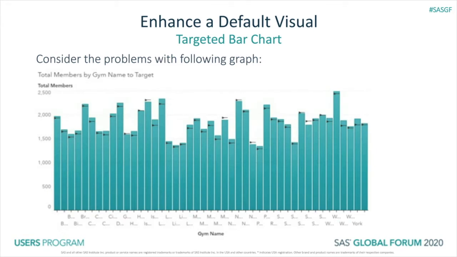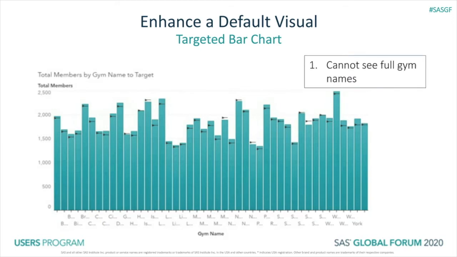Okay, so the following graph is a targeted bar chart. It's showing each gym across the bottom. The bars are showing the total members at each gym, and the black markers on each of the bars are showing the targets that have been set for each gym. Now, the first problem that I decided with this graph is that the gym names are not fully visible. You could hover over and get some more information. Visual Analytics is interactive, but really you're trying to let the users see as much as they can right from the beginning. So that's the first thing we'll address.